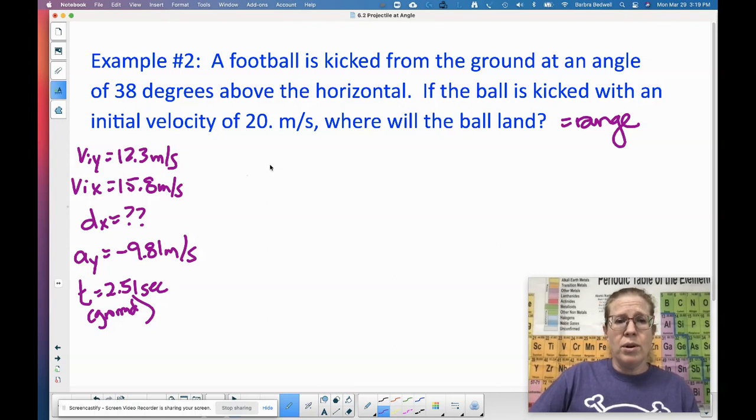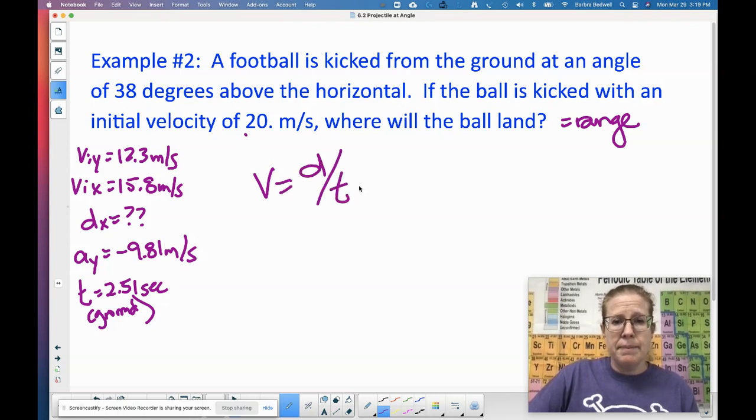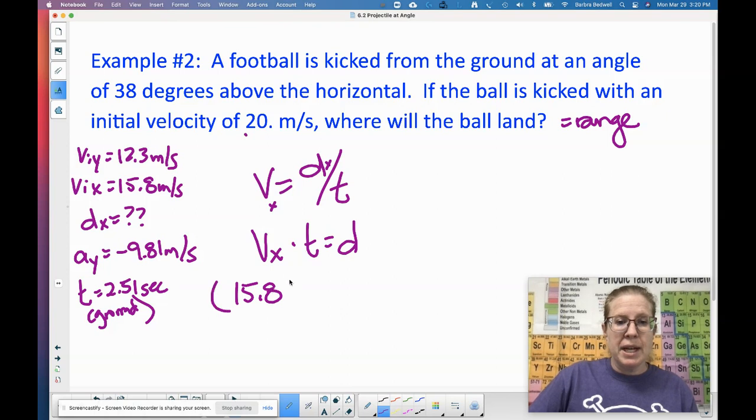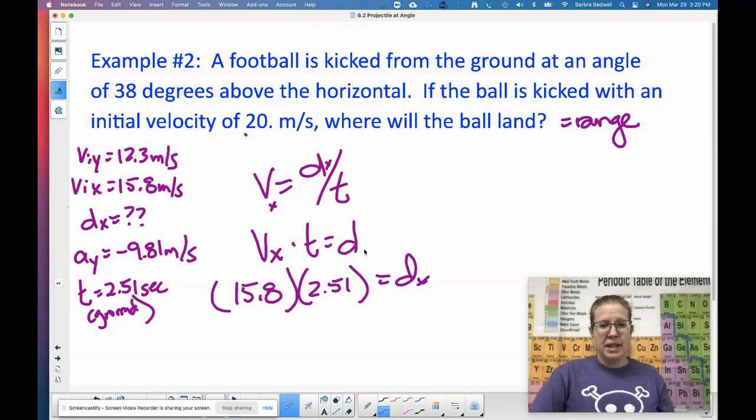What do we want to do horizontally? Horizontally, velocity equals distance divided by time. Is that what I did wrong in the last one? I bet I did. Vx equals dx divided by t. So velocity in the horizontal component times time gives us our displacement. Well, Vix, our initial velocity, was 15.8 meters per second. Our time was 2.51 seconds. That's going to give us our dx, our distance to the ground.